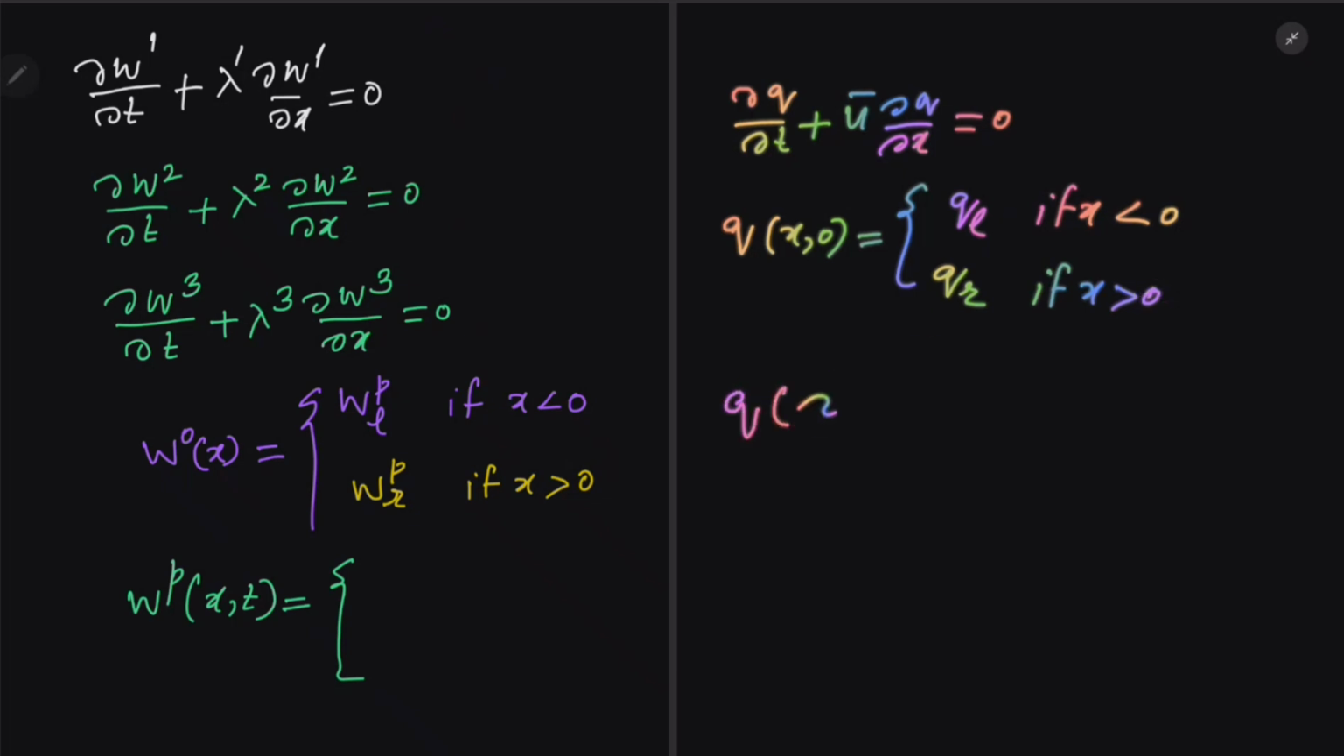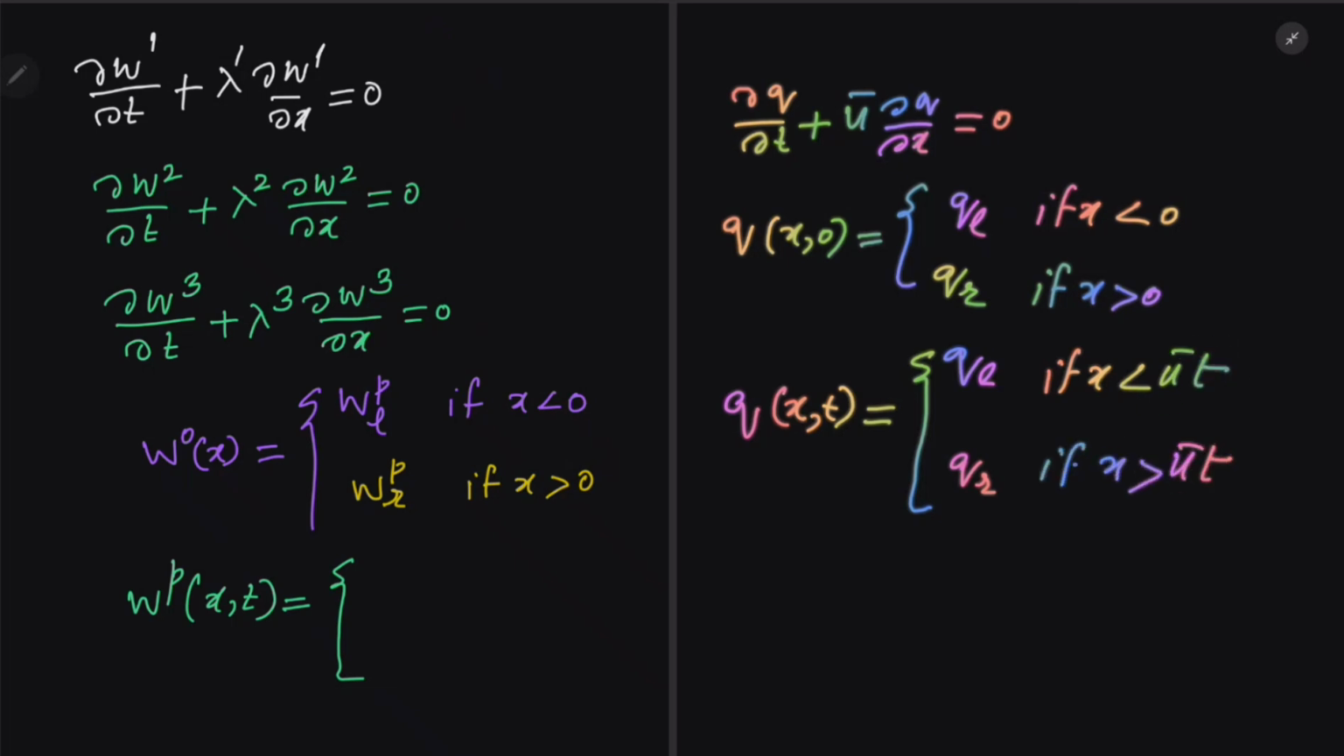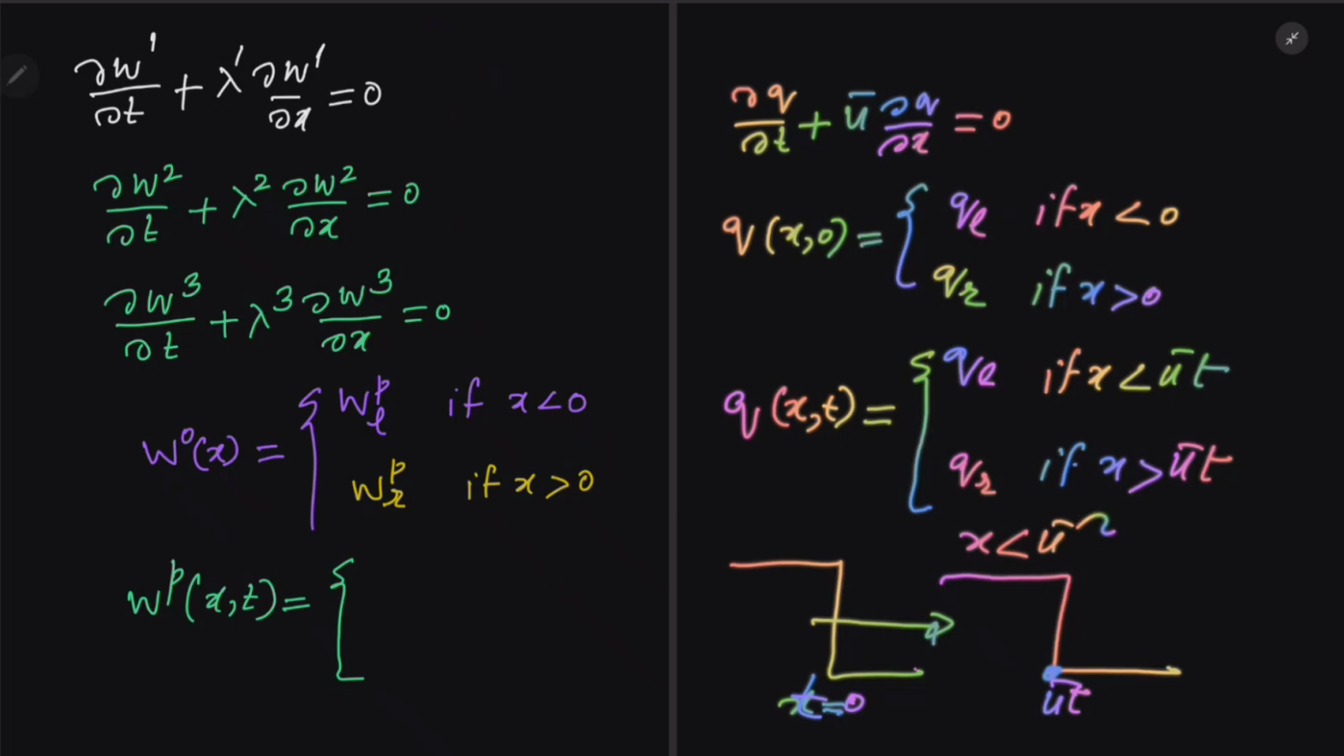And we remember that if we have such a solution, it just translates. So this becomes Q left if x is less than U bar t, and Q right if x is greater than U bar t. So it is like this when t is equal to 0, and then the same initial condition has moved towards the right. That point is U bar t. If x is less than U bar t, we have Q left. When x is greater than U bar t, then we have Q right.